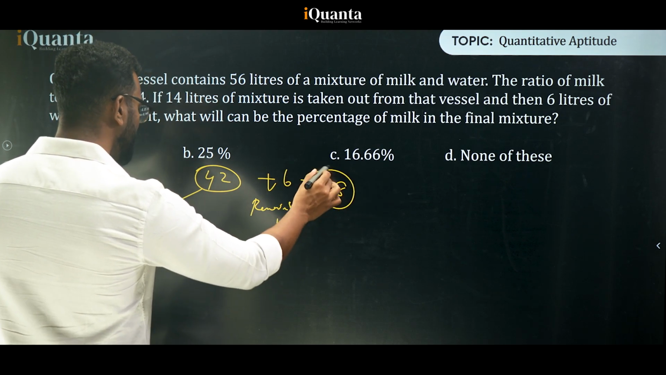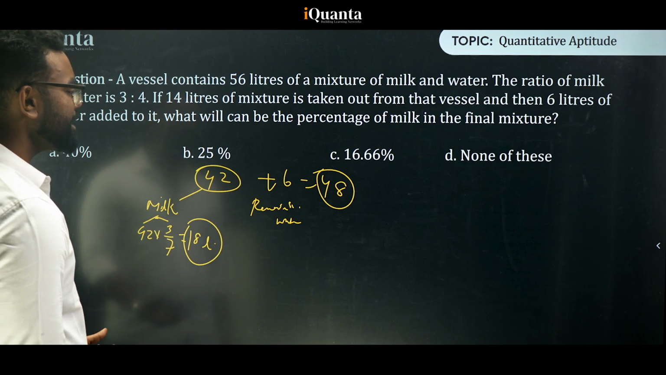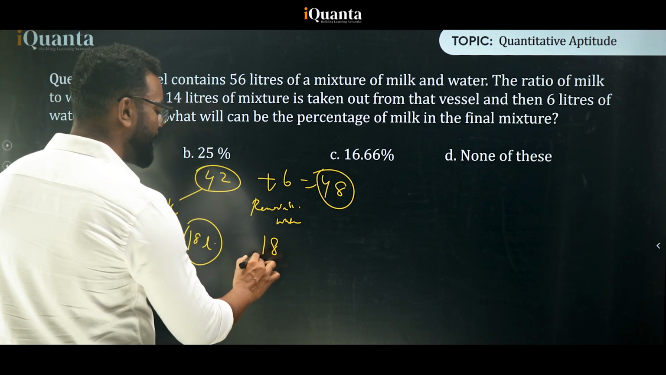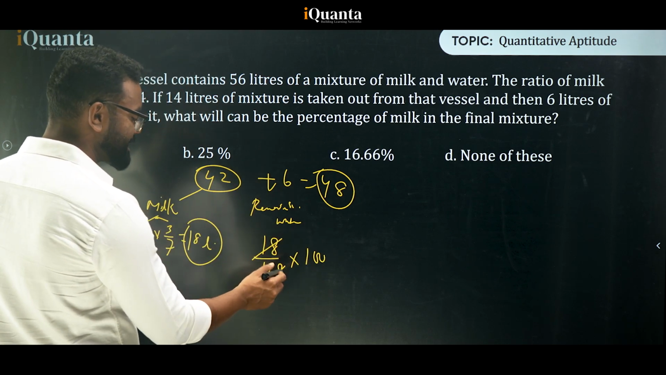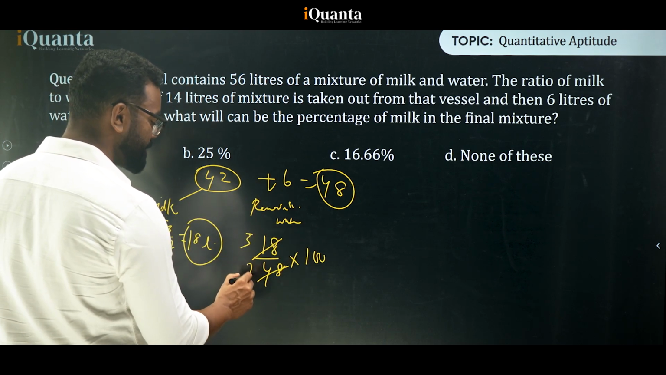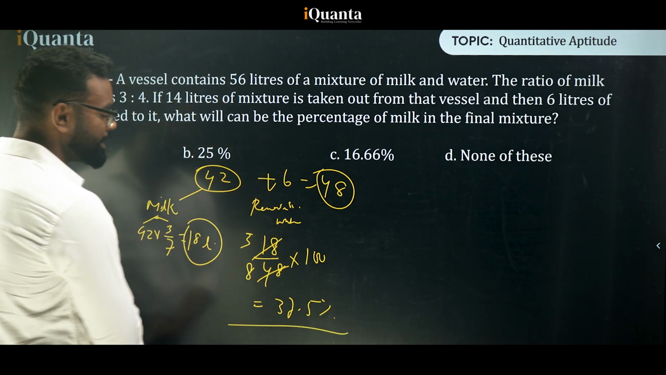And in 48, what is the milk portion? That is 18. Okay? So 18 is milk in 48. So what is 18 out of 48 into 100? If you want to do this, first cancel this: 6 3s are 18, so 3 upon 8. So your answer is 37.5%. So you can solve it this way also.